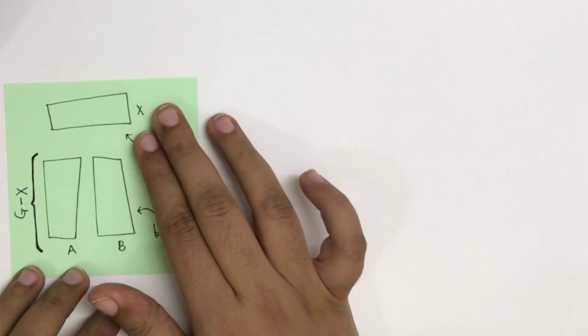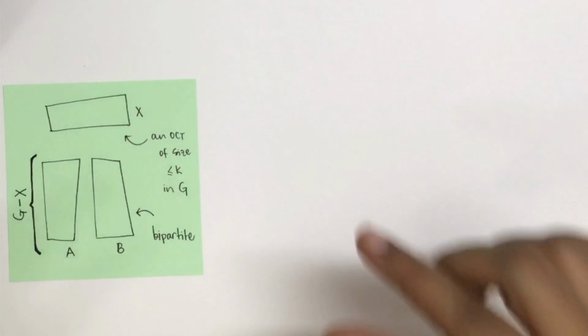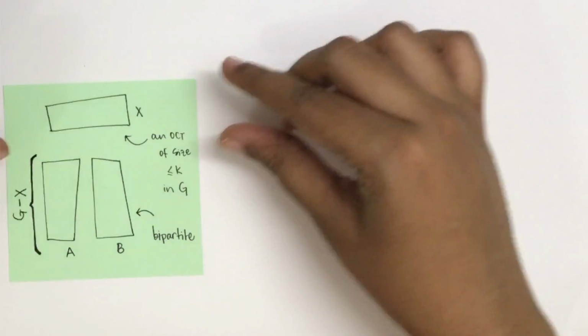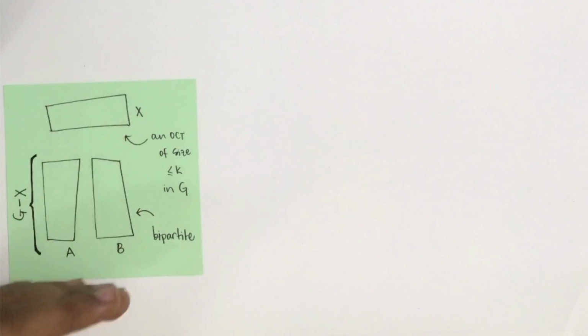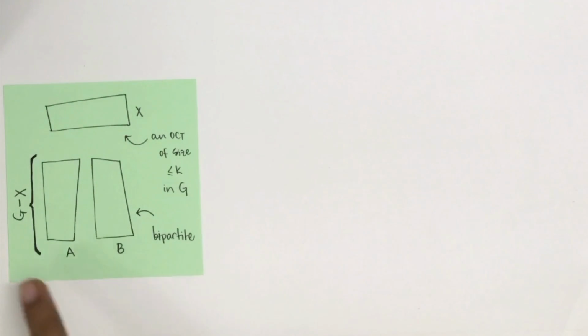So the assumption, remember, was suppose G has an OCT of size at most k. So let's set the OCT aside. Let's keep it on top. Let's call it X. So this is the OCT of size at most k. And let's say it leaves behind a bipartite graph when it's deleted. So this is G minus X. And let's say G minus X is bipartite with bipartitions A and B.